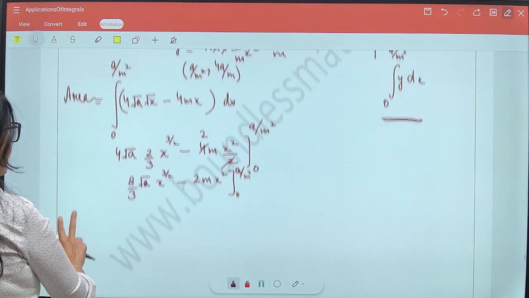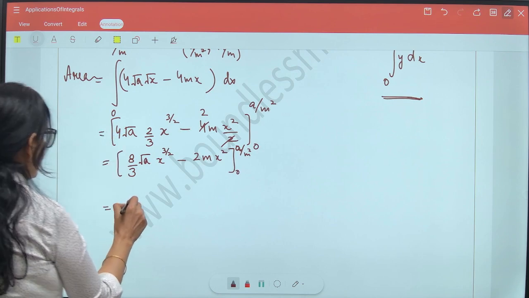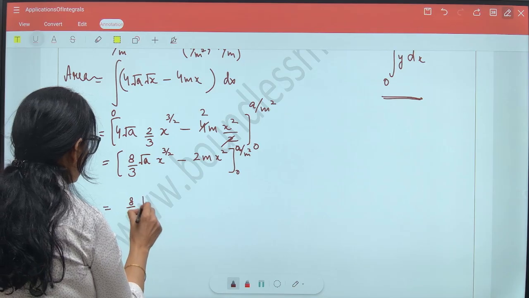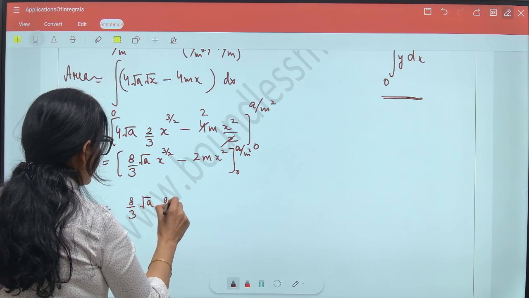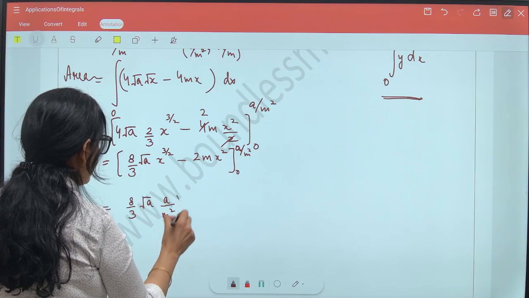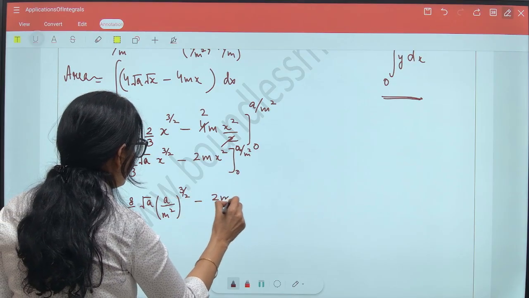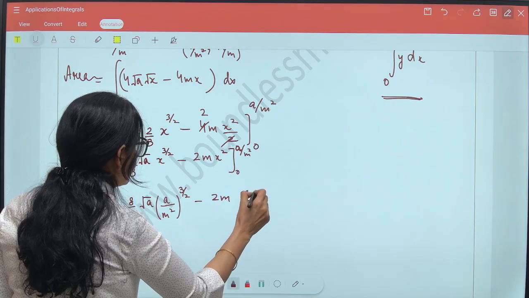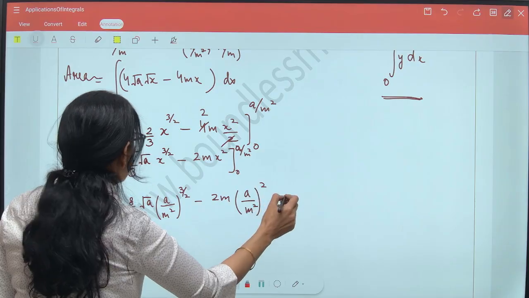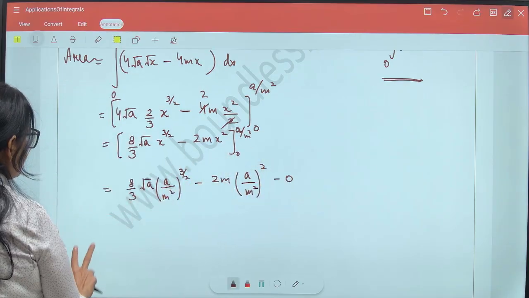So let's put the upper limit and the lower limit. So it becomes 8 by 3 square root a. In place of x we need to put a upon m square whole to the power 3 by 2, minus 2m. In place of x again a upon m square whole square, and then minus 0. Don't forget the lower limit always.